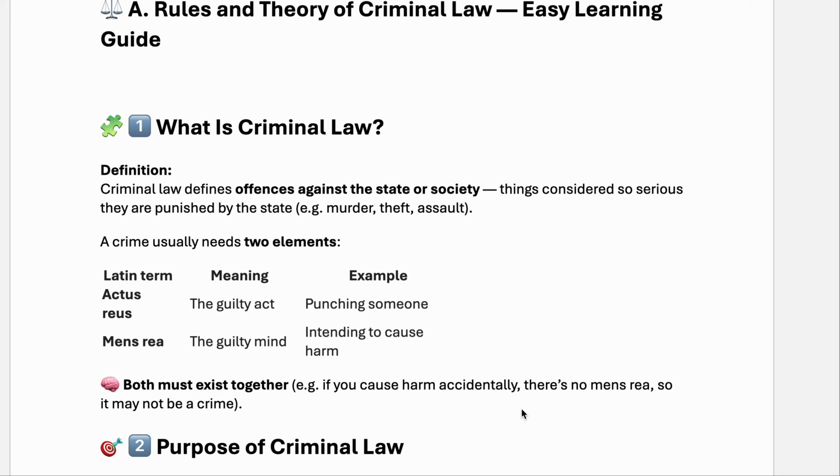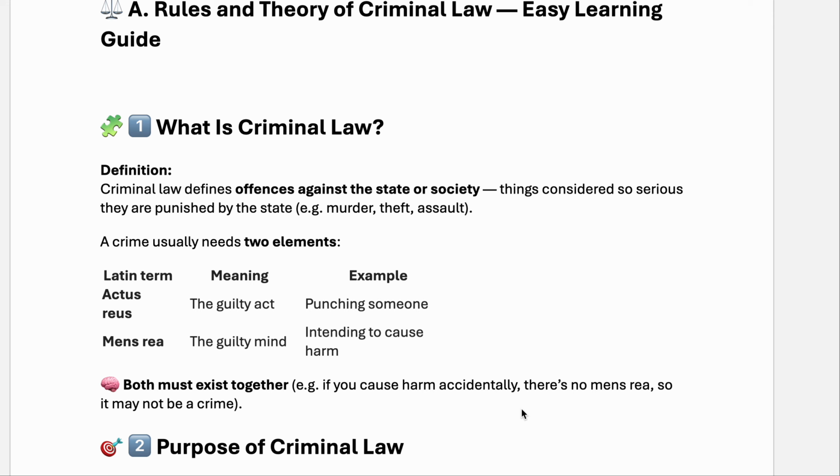The second element is the mens rea, or the guilty mind. This is all about intention or recklessness. So basically, did you mean to do it, or were you just very careless? Now, for something to be classed as a crime, you need both of those things. You need both the actus reus and the mens rea. They usually both need to be present.